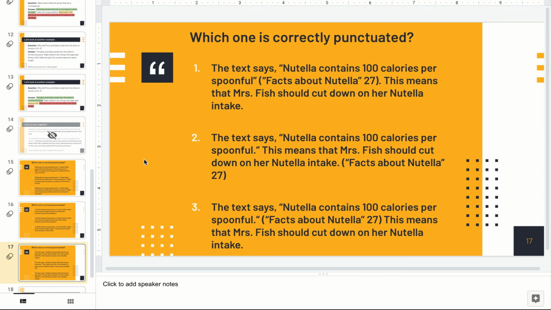You'll notice for this one, they were not able to find the author's last name. So instead, they're using the title of the article and the page number. The correct answer in this situation is number one. You'll notice that after the quote, they have their citation. I also love that they put their period after the citation because your sentence doesn't end until after you've cited.